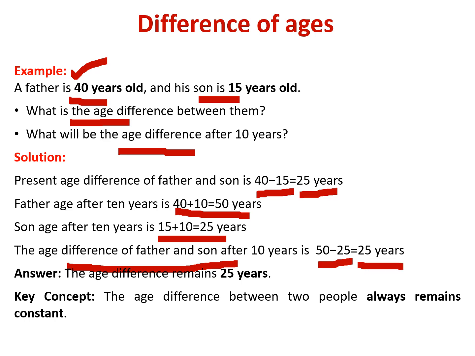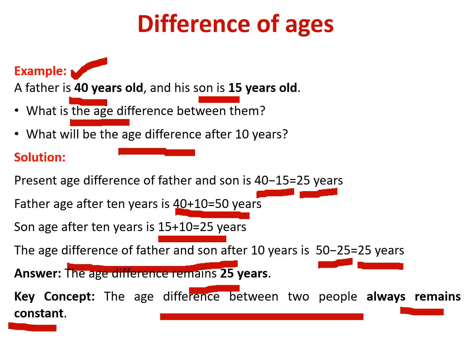So even after 10 years, the age difference is still 25 years because both the father and the son become older by the same number of years, which is 10 years. When the same number is added to both ages, the difference does not change. Therefore, we can conclude that the age difference between two people always remains constant. This is a very important concept in age problems and will help us solve many problems more easily.